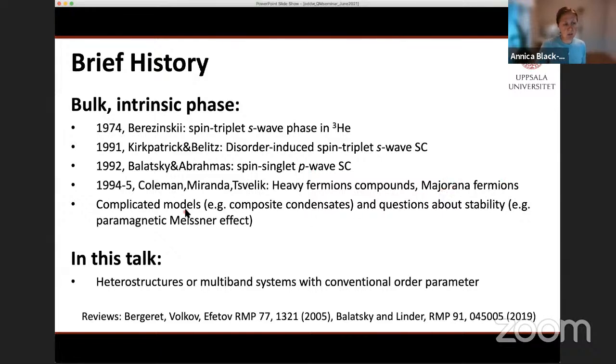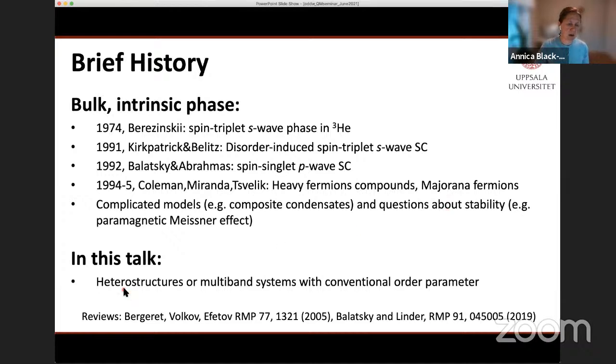Most of these are complicated models. For example, you need a composite condensate, and there have also been questions raised about stability. For example, you get a paramagnetic Meissner effect, where the superconductor can even attract magnetic field, and that is naturally problematic for the stability. So these are all in the bulk, and they're in the intrinsic phase, where the pairing gives you directly odd frequency. So there are a lot of interesting things here, but there could also possibly be questions around them. I'm not going to focus on that in this talk.